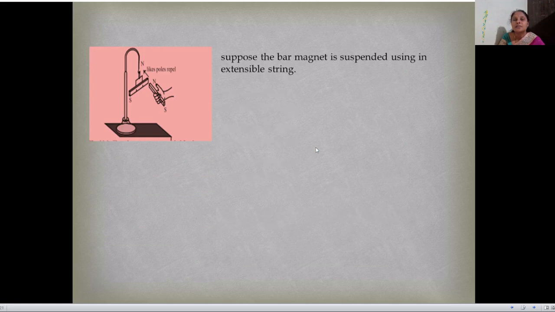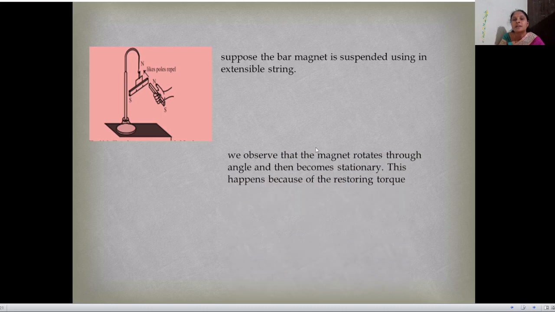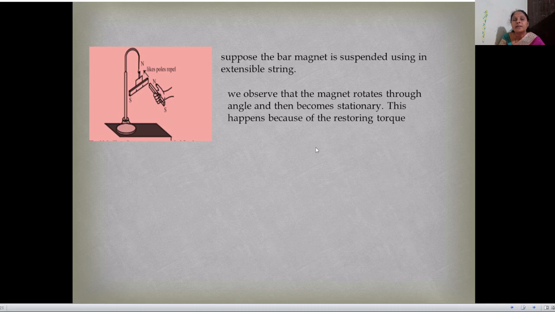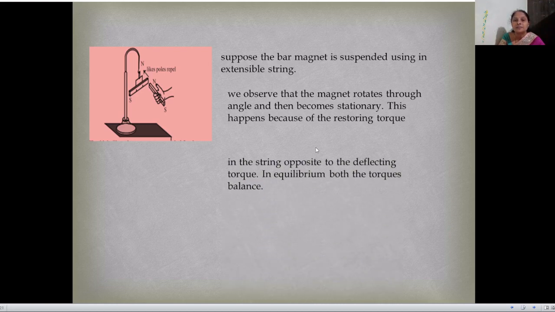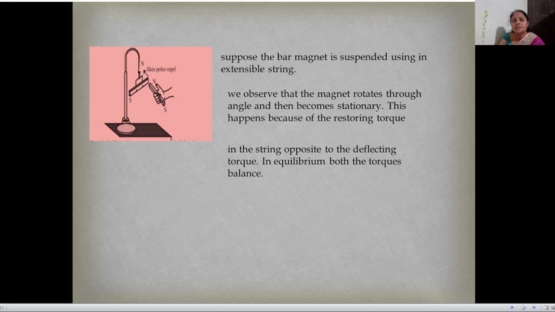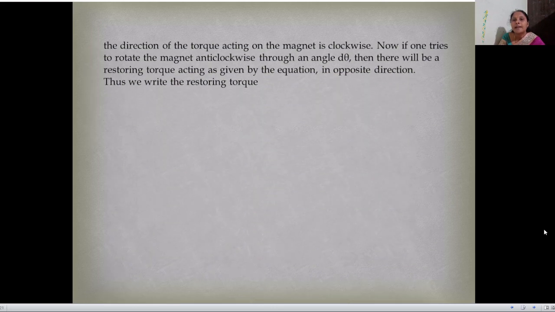Next we discuss one more point. Suppose the bar magnet is suspended using an inextensible string. It is observed that the magnet rotates through an angle and then becomes stationary. This happens because of the restoring torque. The string's restoring torque opposes the deflecting torque, and in equilibrium both torques balance. Therefore, the torque is equal to I d²θ/dt², and the action of the torque acting on the magnet is clockwise.